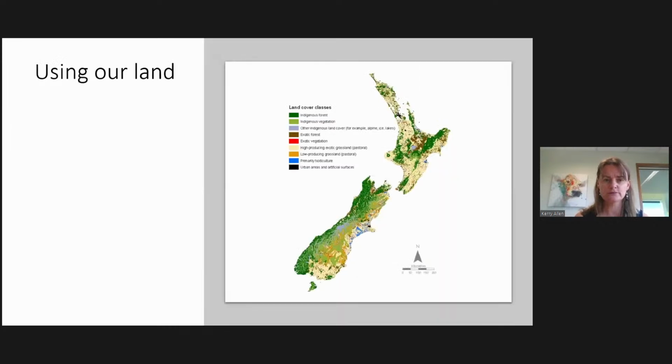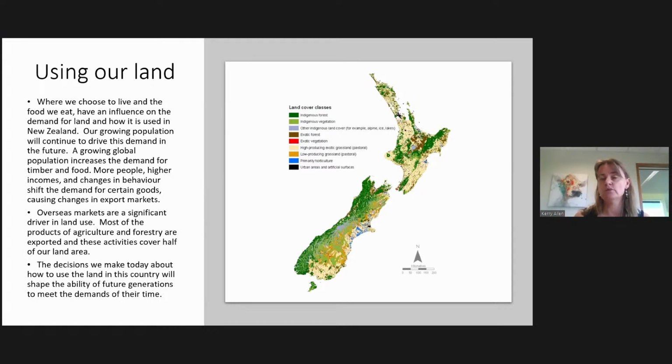Okay, so firstly, we just talk about land use. How we use our land is determined by where we choose to live, what food we want to eat, how we want New Zealand to look. So we have a growing population, so where do we want to live? And also what parts can have things grown on it, in particular for primary industries.